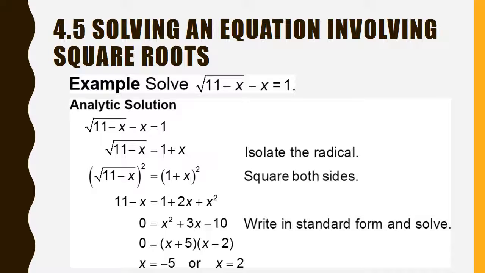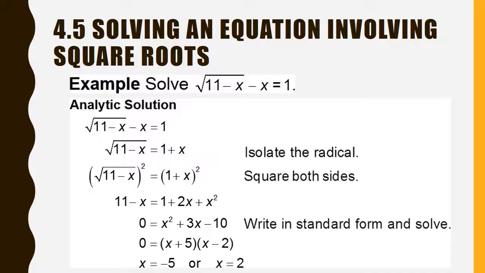So the first thing we do is we add x to both sides. That's isolating the radical. Then to get rid of the square root, we square both sides. Now remember, 1 plus x squared is not 1 plus x squared. It is 1 plus 2x plus x squared. You must FOIL it out.